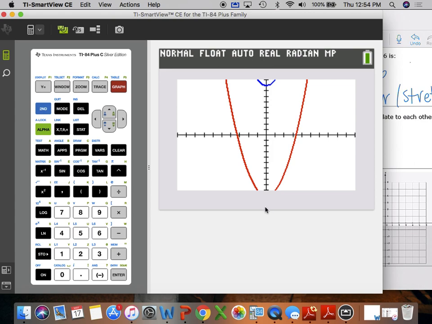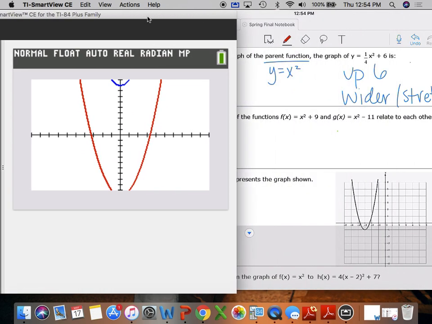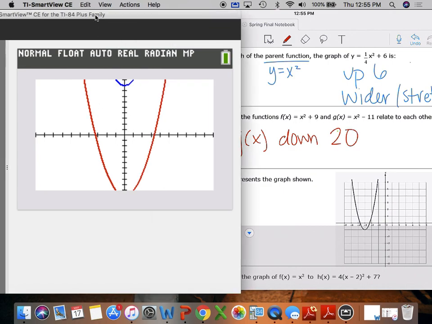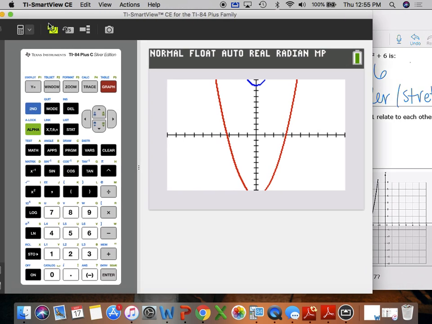So on my graph, I can see from the blue to the red, red was the second one. So g of x is going to move down. And I can count 1, 2, 3, 4, 5, 6, 7, 8, 9, and then 11 more would be 20 comparatively. Now it's hard for us to see whether or not it got skinnier or fatter, so for that I'm going to go back to the original, and I have x squared and x squared, which means that it's not changing any wider or narrowerness.